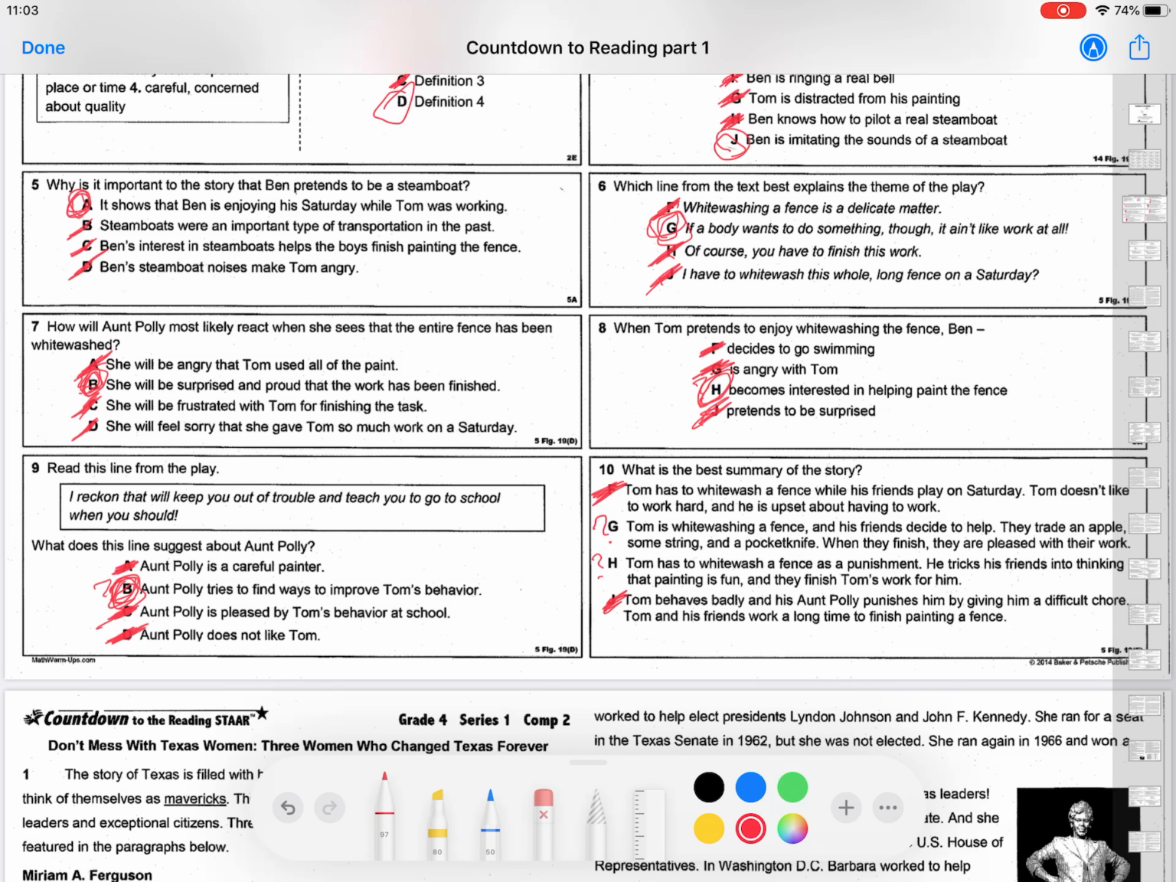G includes unnecessary details. The apple, the string, and the pocket knife. Unnecessary details in our summary. We need our summaries to be short and succinct. They need to be straight and to the point. Okay? That's why we're going to eliminate answer choice G. And circle H is our best option.